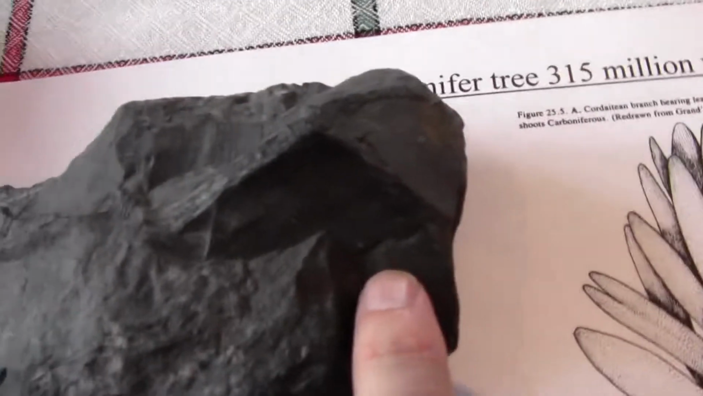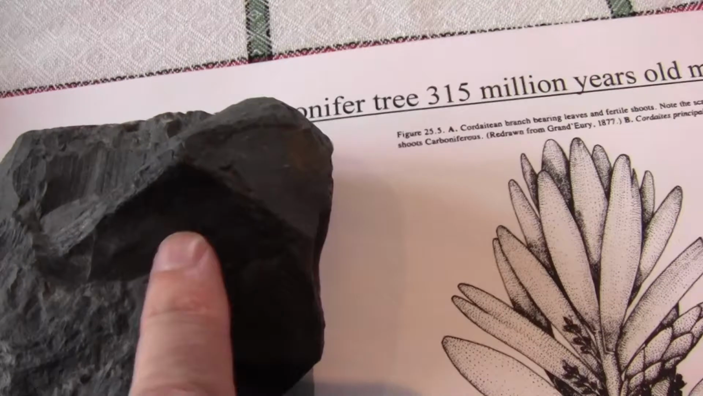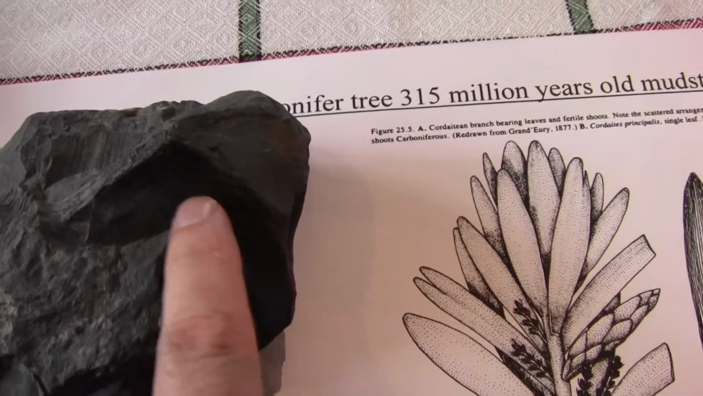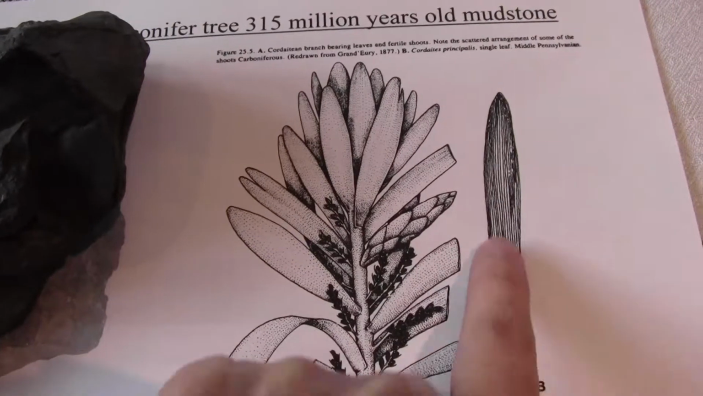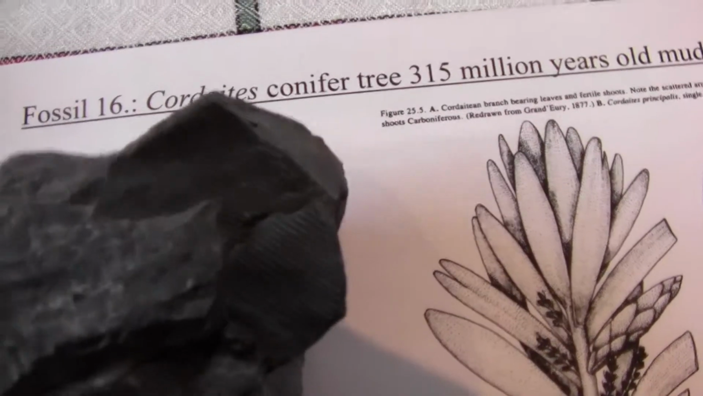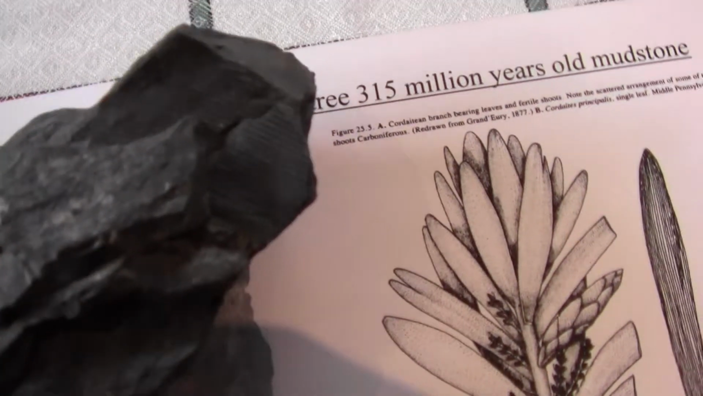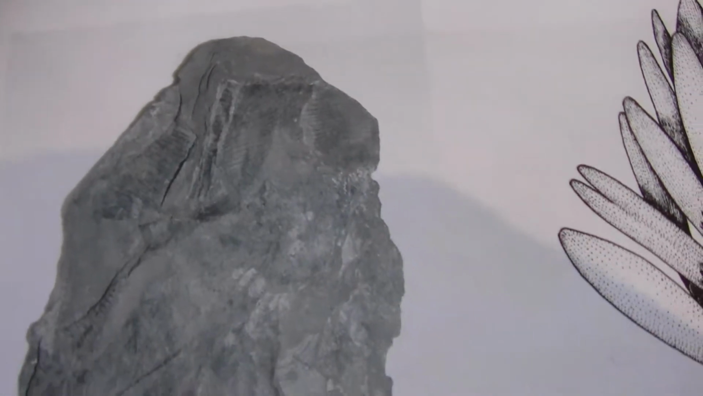Here is a chunk of mudstone that was found in Betteshanger in Kent, and you can just about see there are lines here, and this is actually a leaf from a Cordaites plant. The Cordaites plant would have had strap-like leaves with lines going down them, and this is a fossil of a Cordaites leaf in a chunk of mudstone. There's a photo of it just there.